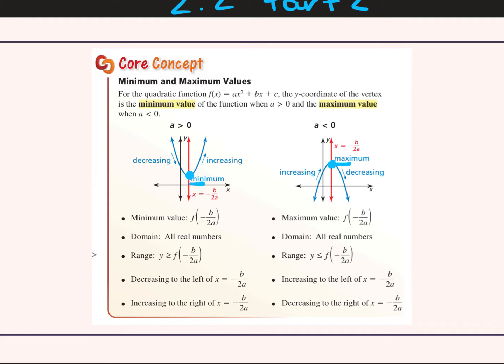When we find our vertex, it's always h comma k. The minimum value is the k part. Whatever that k, the y coordinate in our point, is, that's the minimum value. So when we have h comma k, either the maximum or the minimum is always the k. Only the k.